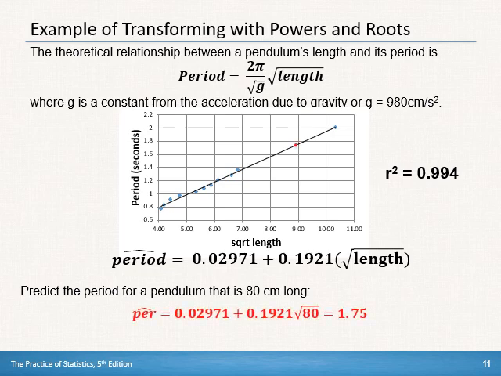All right, so we simply plug in 80 for length. So we take the square root of 80 and multiply it by 0.1921, and then we add it to the y-intercept 0.02971, and we get 1.75. So the predicted period is 1.75 seconds. And we have that plotted there on the graph as well.